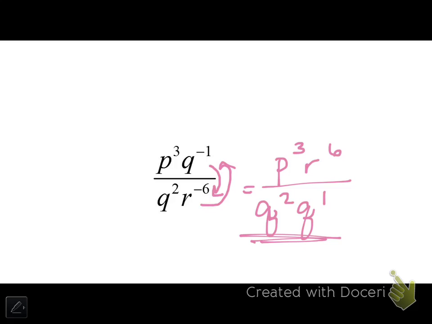Now we can combine these two q's. So then we're going to get, I'm going to write it over here, we're going to get p cubed r6 over, when we're multiplying things with the same base, we add their exponents, so 2 plus 1 is going to be 3, and there's nothing else that can be reduced. So that's my answer.